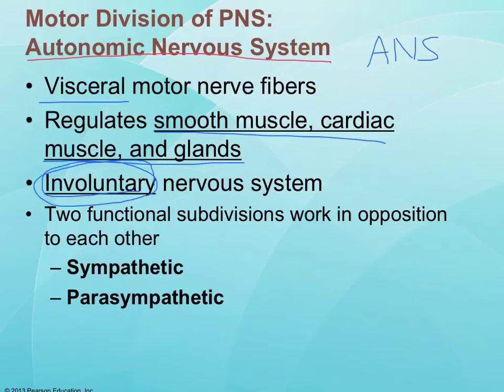And which of the motor division controls the smooth muscle? Smooth muscle is controlled by the ANS. So think about those control targets. Are they voluntary or involuntary? If they are voluntary, those are controlled by the somatic. If it's involuntary, those are controlled by the ANS. Glands are involuntary, cardiac muscle is involuntary, so those are regulated or controlled by the ANS.